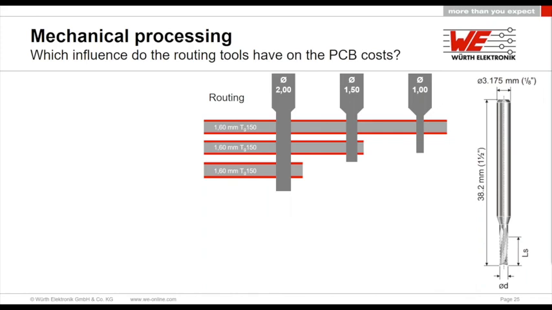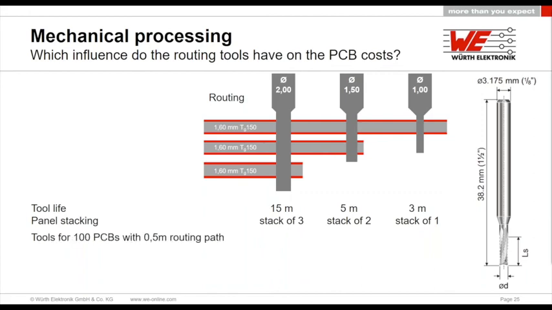But again, for different routing tools, we have different stacking possibilities. A 2.0 millimeter routing tool can be used in a 3-up stack, whereas a 1 millimeter routing tool can just use 1 production panel on the table of the routing machine. And it's the same for the tool life. The thicker the routing tool is, the longer the distance we can route with it. So we have, as an example, 15 meters for the 2 millimeter routing tool in our fabs. We have 5 meters for 1.5 millimeter routing tools, and we have 3 meters for the 1.0 millimeter routing tool.